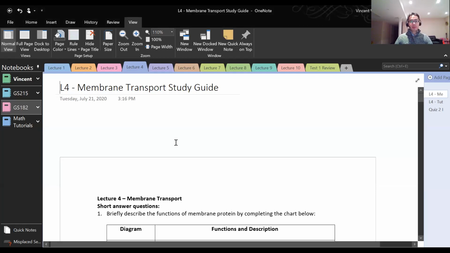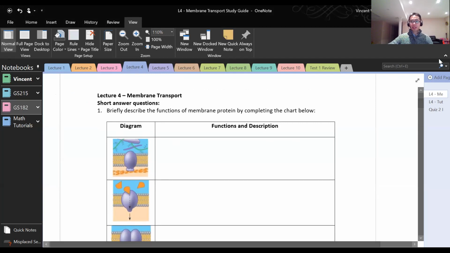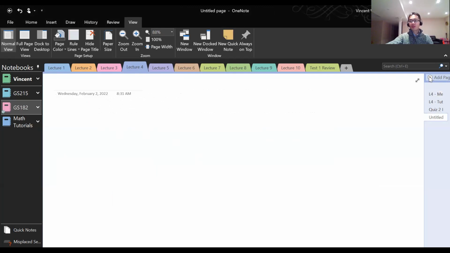So today we will be doing lecture 4, which is membrane transport. All right, so let's get started. Before we fill in the study guide, maybe we could review a little bit about the structure of the cell membrane. So if you want to draw along, please do so.